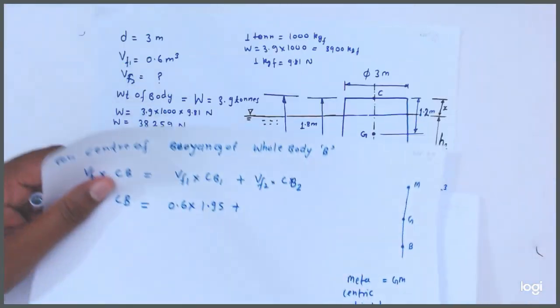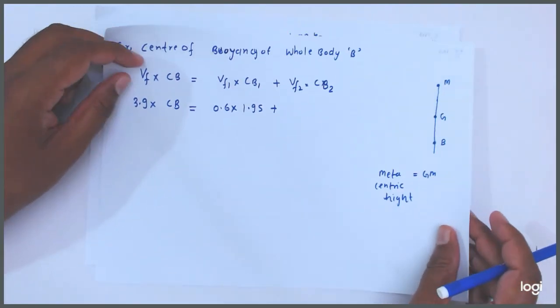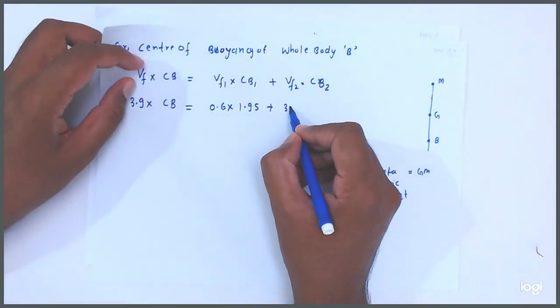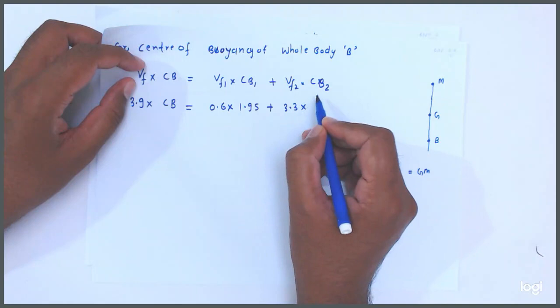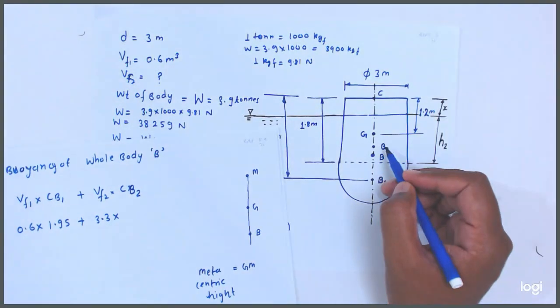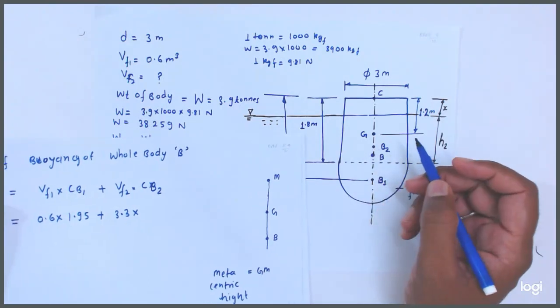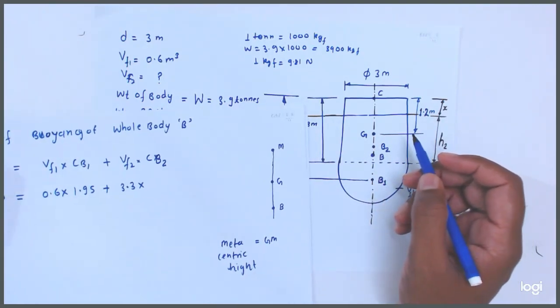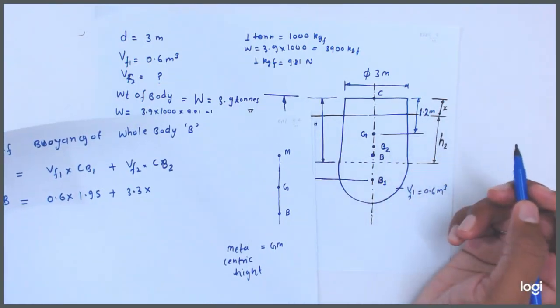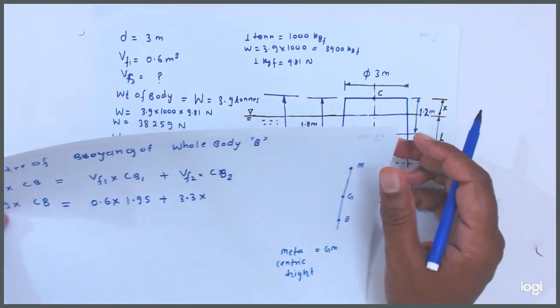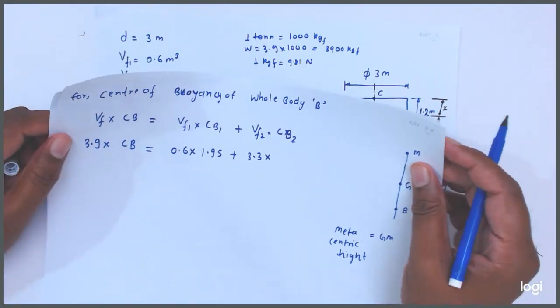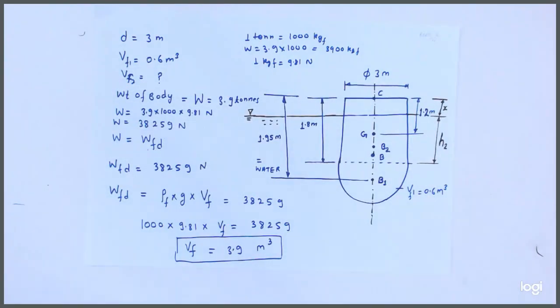So this is the VF2. Its volume is equal to 3.3 into CB2. CB2 is equal to how much? The CB2 distance is not given. CB2, how much is there? Is it given anywhere, friends?